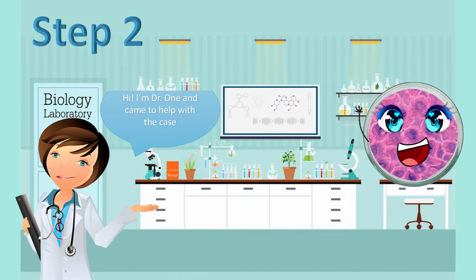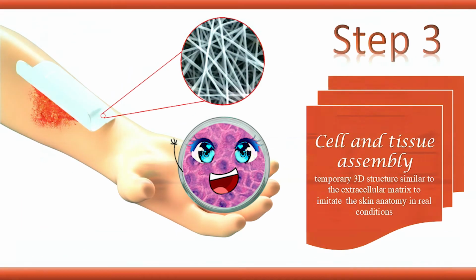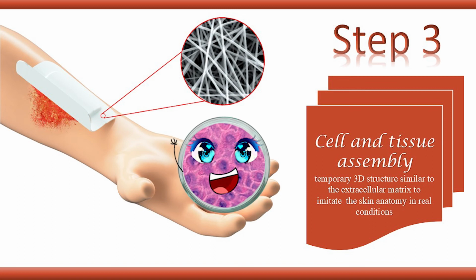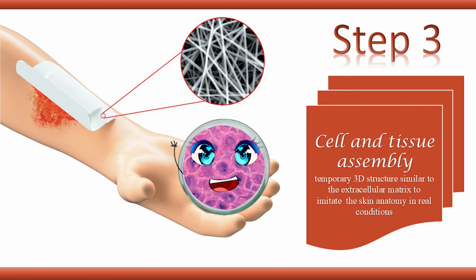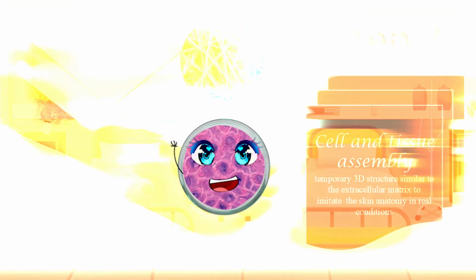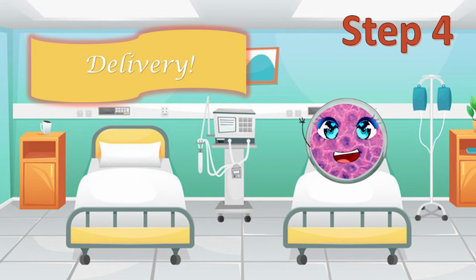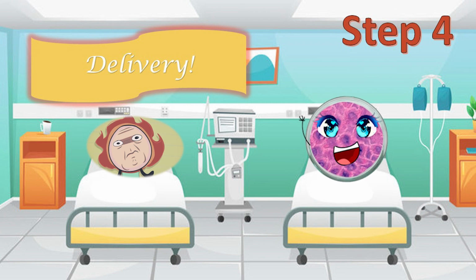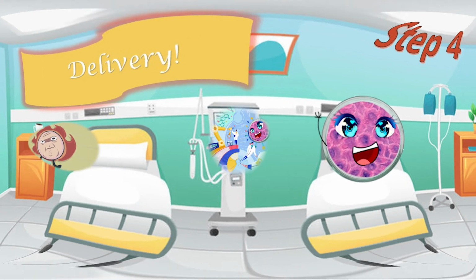Hi, I'm Dr. One and I came to help with the case. For step 3, cells from the cell culture are seeded into a scaffold structure. This is a temporary 3D structure, similar to the extracellular matrix to imitate the skin's anatomy in real conditions. So it guides the cell adhesion, growth, and differentiation to form the new skin. Now, the final step is to deliver all this to John. The main forms of delivery include dressing, 3D bioprinting, and cell spraying. These techniques are directly related to biotechnology, but will not be discussed in this session.